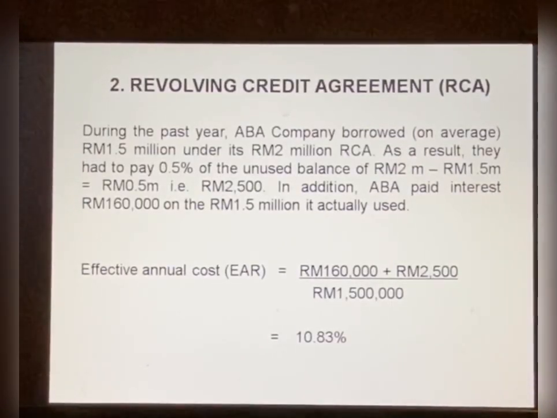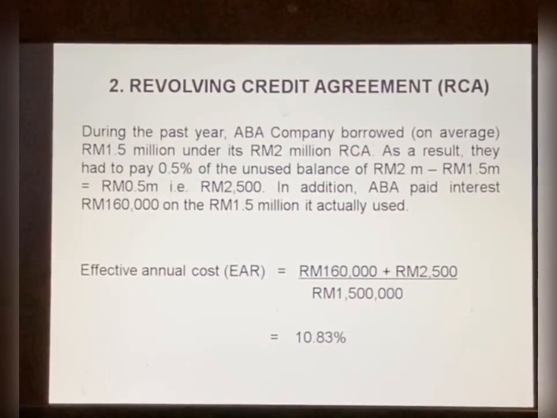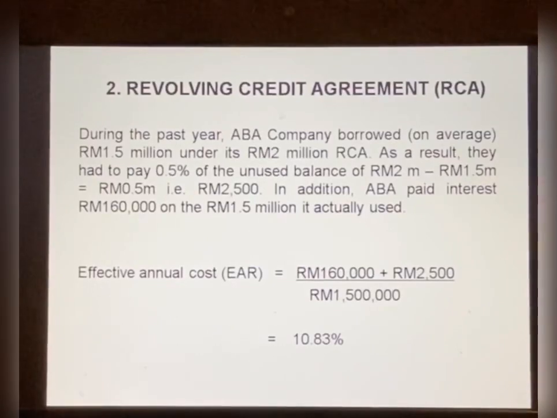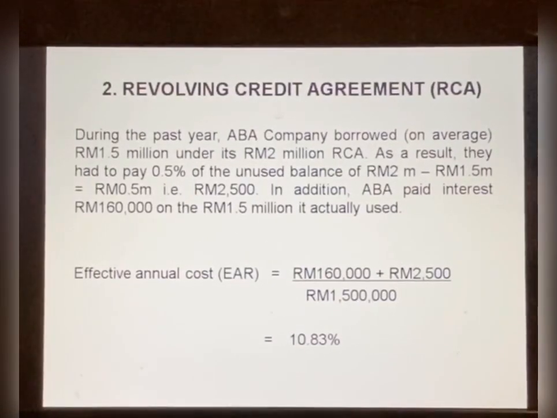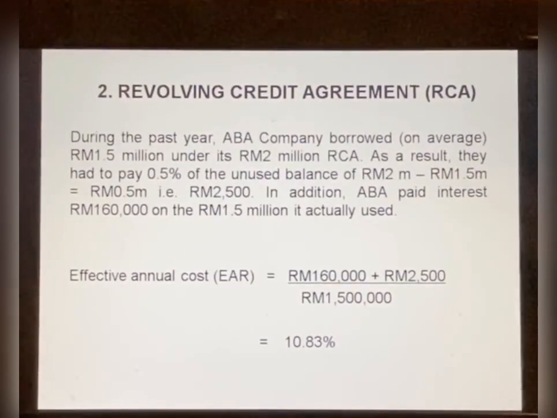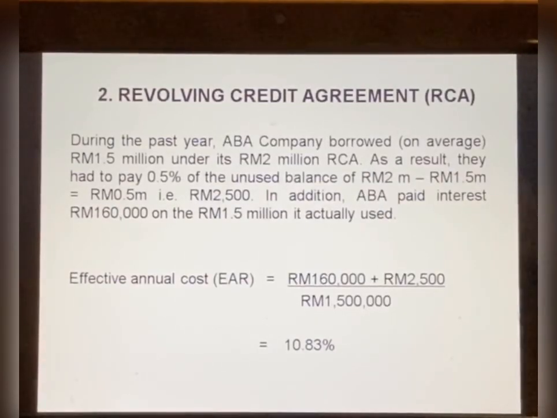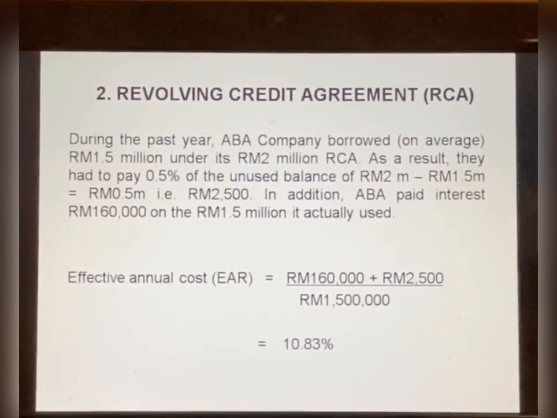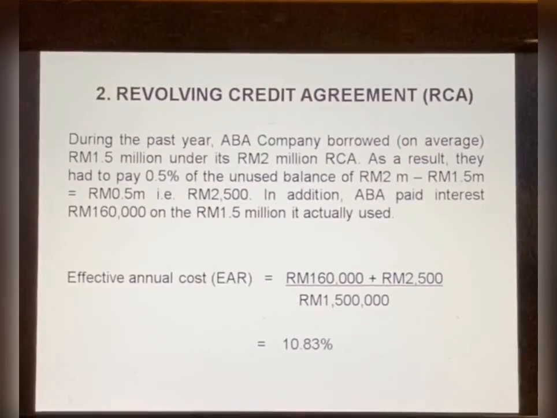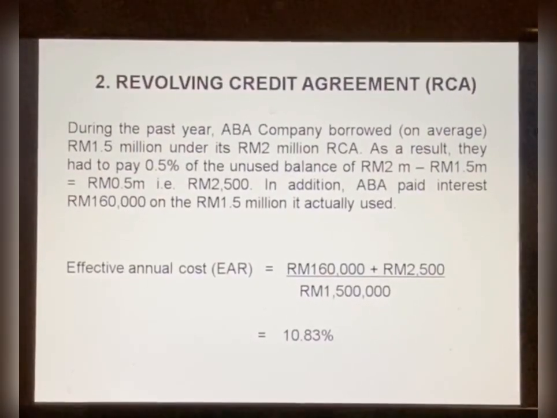So the EAR for this revolving credit agreement is equal to the interest on loan used, that is 160,000, plus the commitment fee on the unused balance of 2,500, over the amount received of 1.5 million. So the EAR is 10.83%.